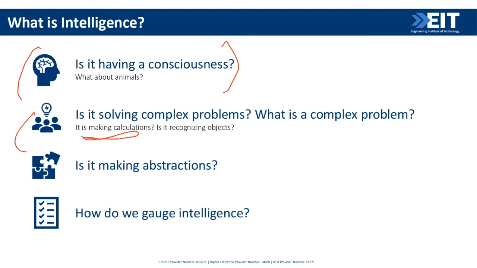This car is of this model. This is the manufacturer of a car. Well, we do this very, very easily, we humans. But for a computer, even for a supercomputer, it is still a challenging problem. Is it about making abstractions?